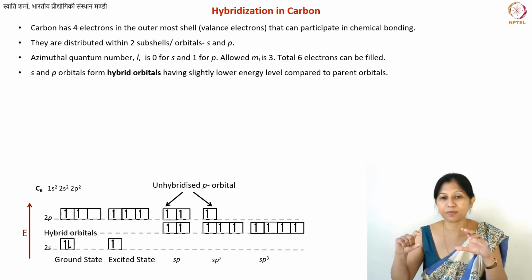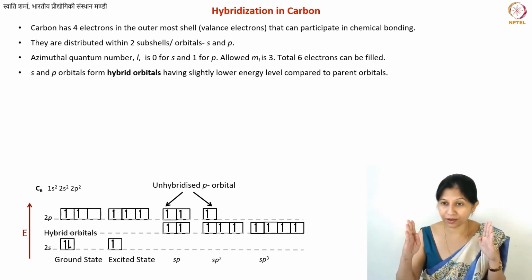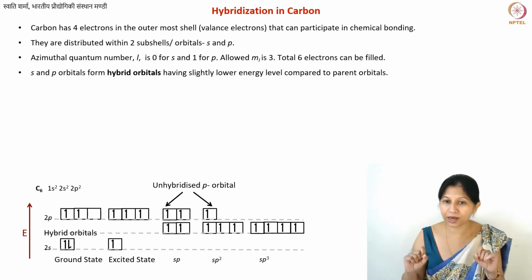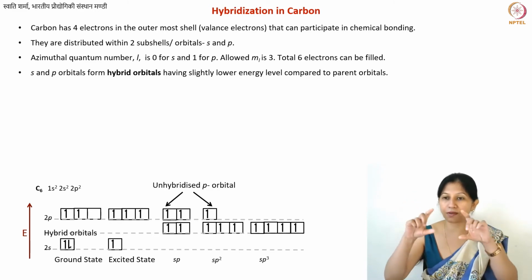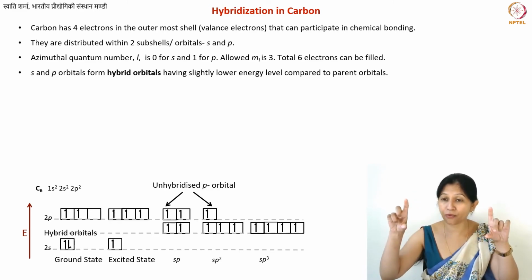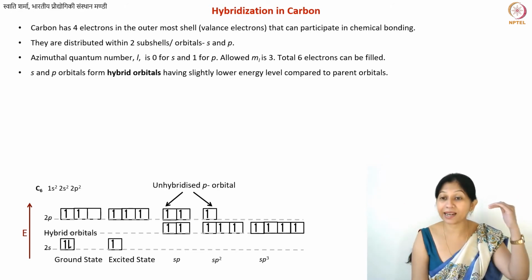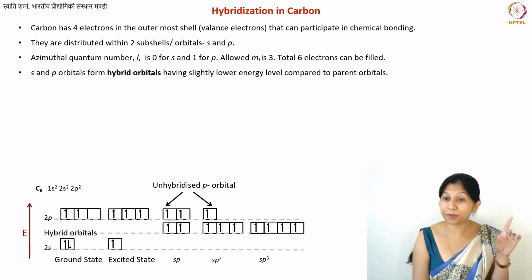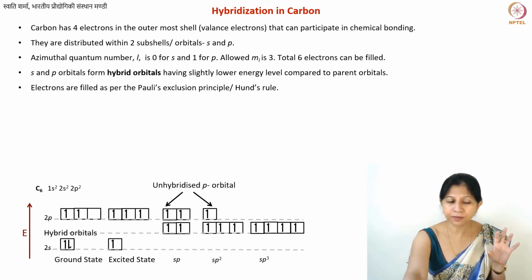In the case of sp2, you have one s and two p orbitals which will form the hybrid orbital, and in the case of sp3, all 4 will participate. So 1s and the 3p orbitals, all of them will form these 4 hybrid orbitals which have a slightly lower energy than the p orbital that we have in the beginning. Okay, so this is basically the idea of hybridization.